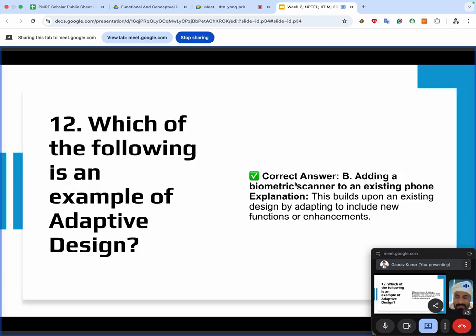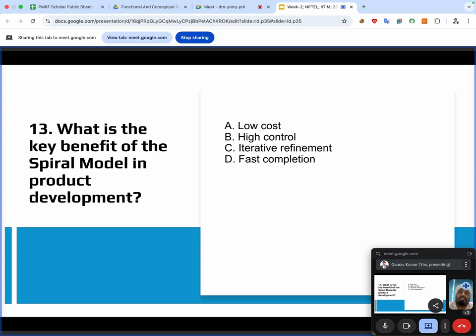So moving to the next question. Question number 13. Could you give a try? What is the key benefit of the spiral model in product development? Is it low cost, high control, iterative, fast, complete? Okay, Ramya is saying option C. Om is saying C. Okay.